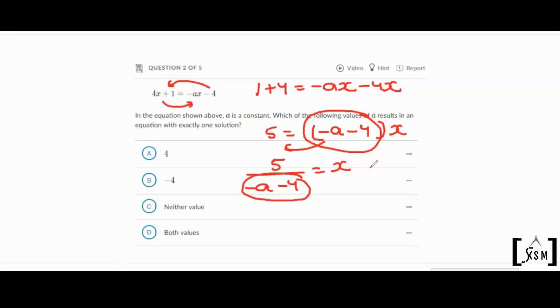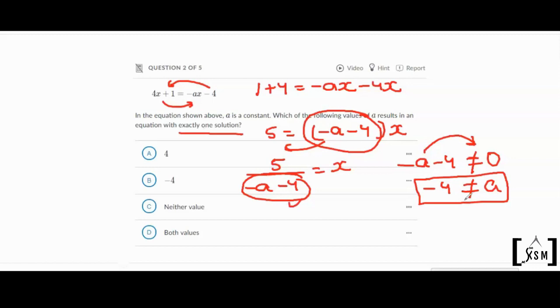So minus a minus 4 should not be equal to 0. That is what I am applying. Solving for a, minus a I will bring to this side. Not equal to does not make any difference while solving, so it will just be like an equation. So minus a becomes positive a. So to have exactly one solution and to solve for x, the value of a should never be equal to minus 4.